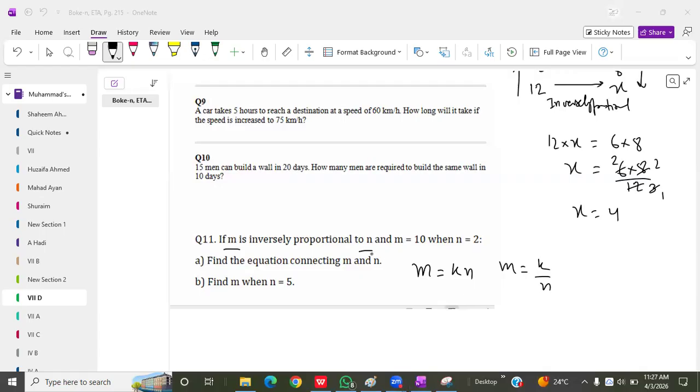M equals k upon n. Yes, this will be for inverse proportion. The second one, directly, is right. Second one is right, and you will first find the k, then you will find the answer to the question which has been asked, m when n equals 5.